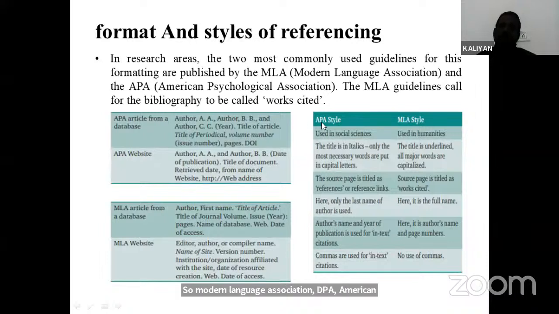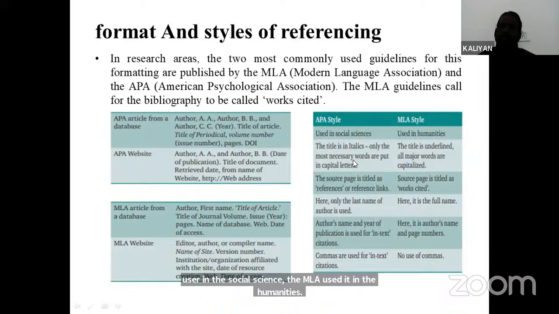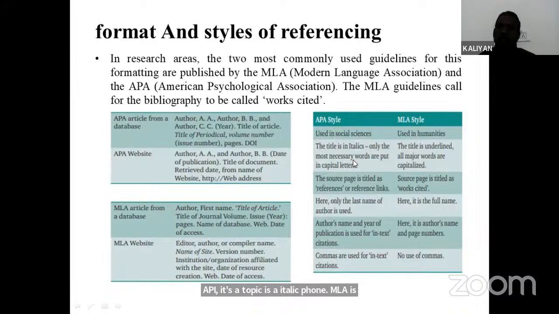So what is the difference between APA style and MLA style? APA is used in the social sciences, MLA is used in the humanities. In APA, the title is in italic font. In MLA, it is underlined. All major words are capitalized in MLA style. In APA, only the necessary words are capitalized. The sources page is titled References in APA, and in MLA the sources page is titled Works Cited.